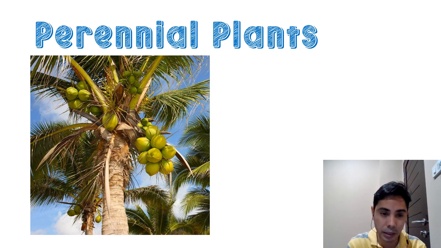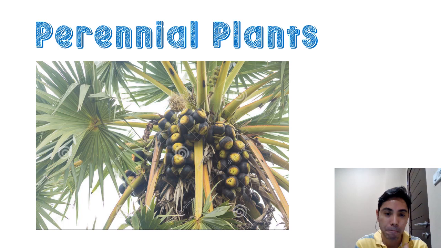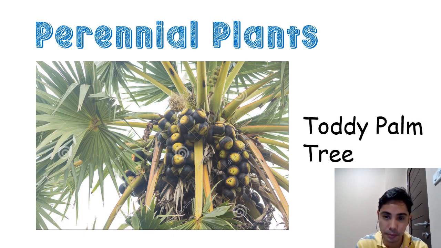this is another plant. Do you know what that is? Yes, it's a coconut tree. It takes 2 years to make. Another. This is a toddy palm tree. It also takes this plant 2 years to grow and have fruits. So perennial plants, the life cycle is 2 years. Annual plants, the life cycle is 1 year.